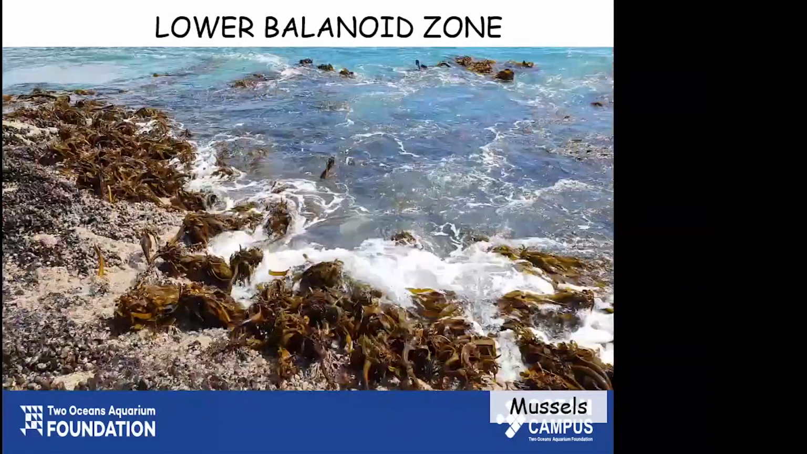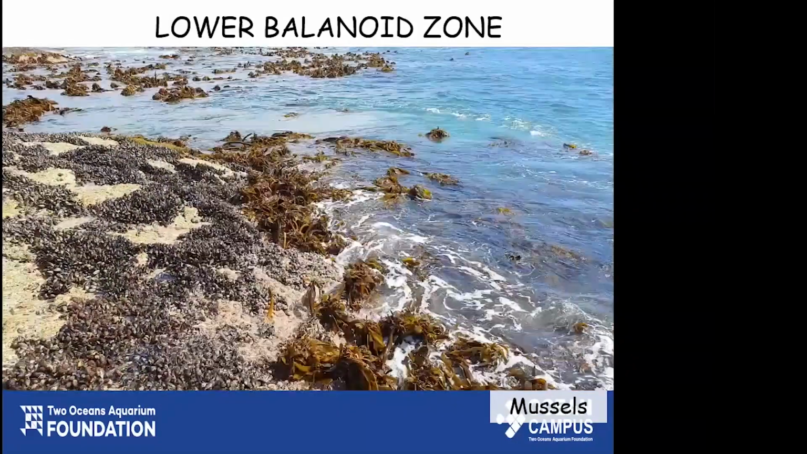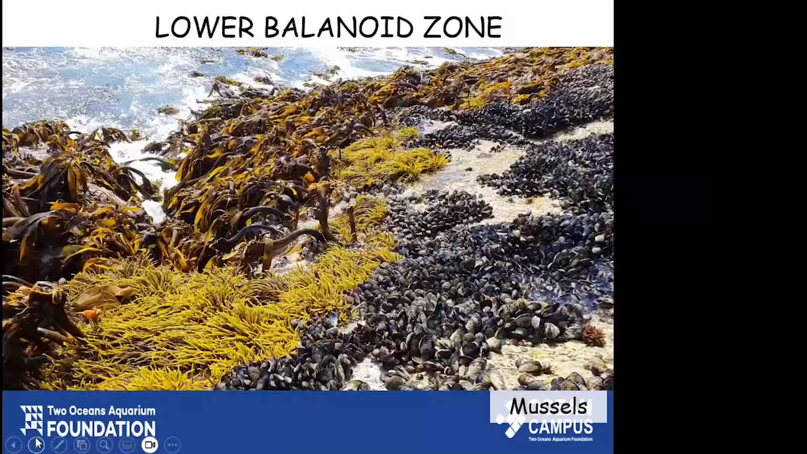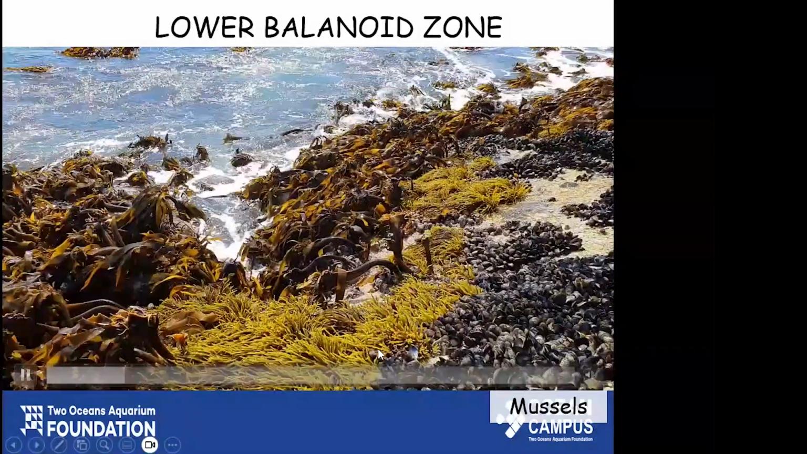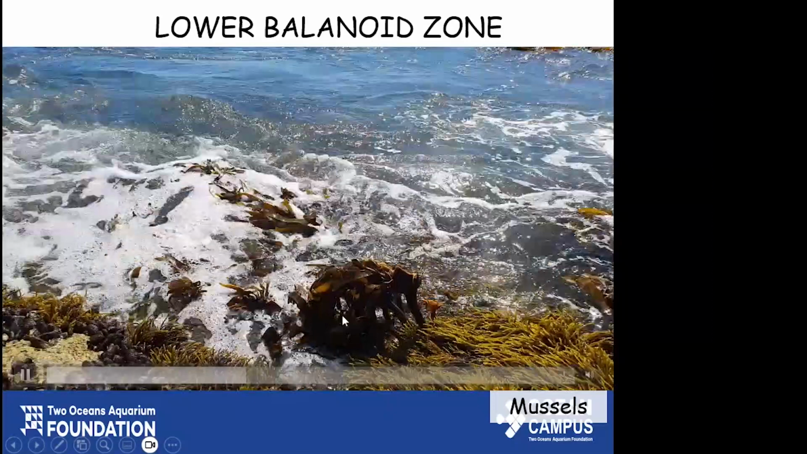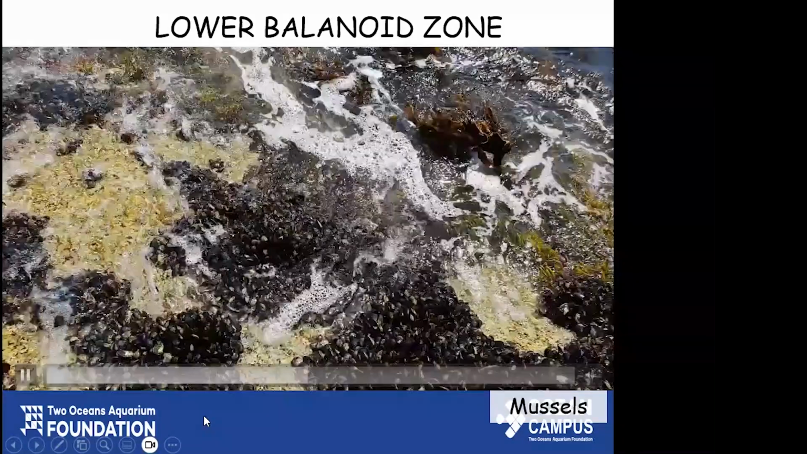So the lower balanoid zone, yes, you guessed it, has a lot of barnacles, but in addition to that, we also sometimes find a lot of mussels in this particular area as well. So it's a combination of barnacles and mussels, as well as lots more variety of seaweed. I'm just going to point out a couple of the seaweeds that we also find in this area. This is the hanging rack. Beyond that is the kelp, which we usually find more in the subtidal area.